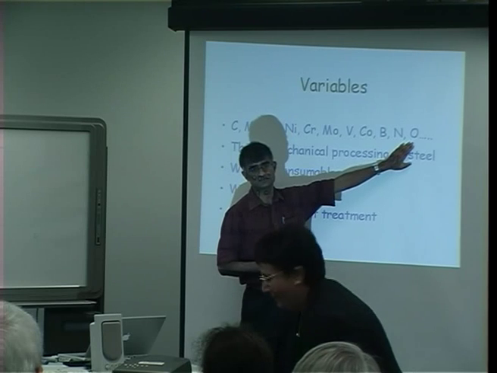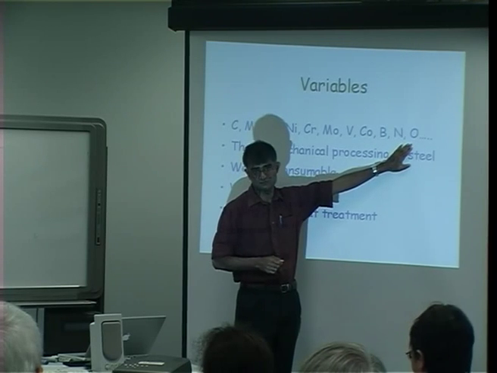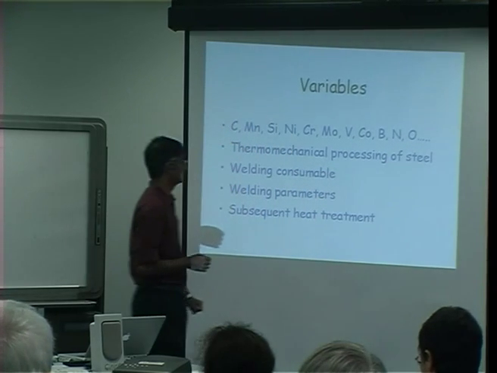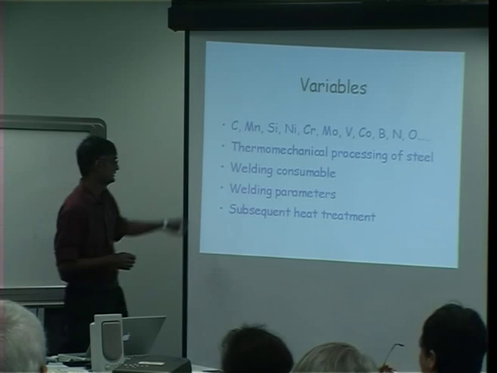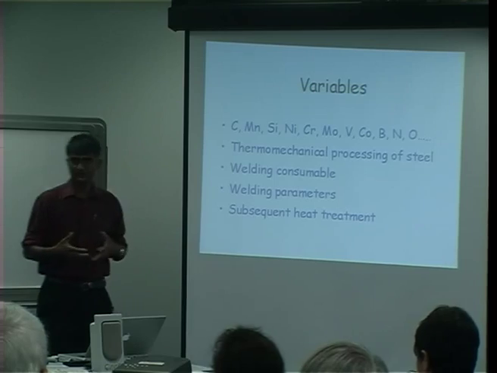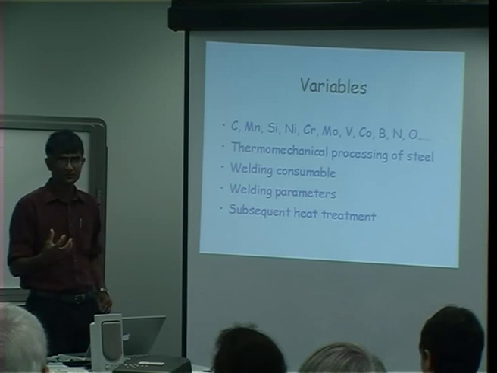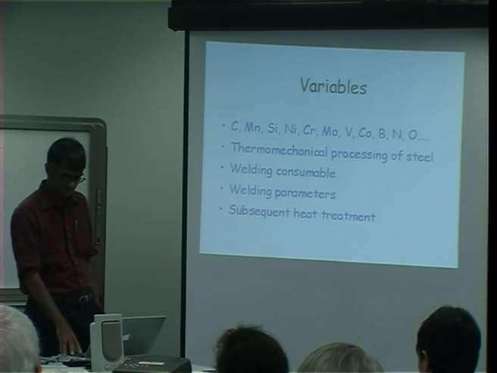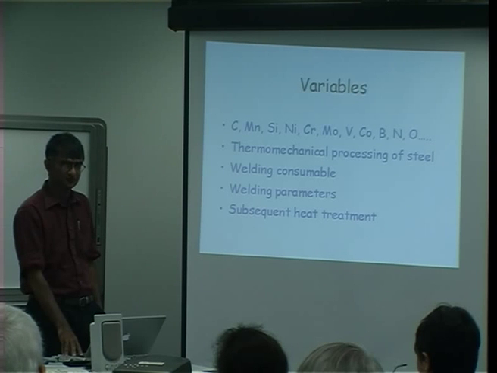And some of them are present as impurities, which have a significant effect on the development of microstructure. Of course, there's a range of welding parameters and heat treatments involved as well. So the problem is very complicated. How do we design a welding alloy which will give us the required properties?